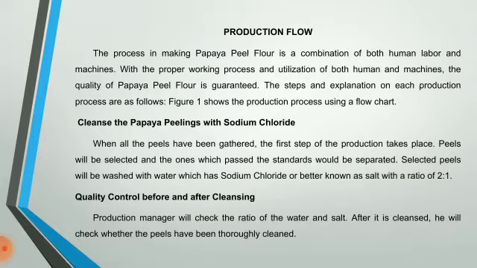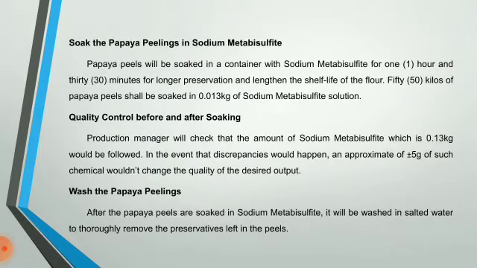Selected peels will be washed with water which has sodium chloride, or better known as salt, with a ratio of 2:1. Quality control before and after cleansing: the production manager will check the ratio of the water and salt. After it is cleansed, he will check whether the peels have been thoroughly cleaned. Soak the papaya peelings in sodium metabisulfite. Papaya peels will be soaked in a container with sodium metabisulfite for 1 hour and 30 minutes for longer preservation and to lengthen the shelf life of the flour. 50 kilos of papaya peels shall be soaked in 0.013 kilograms of sodium metabisulfite solution.